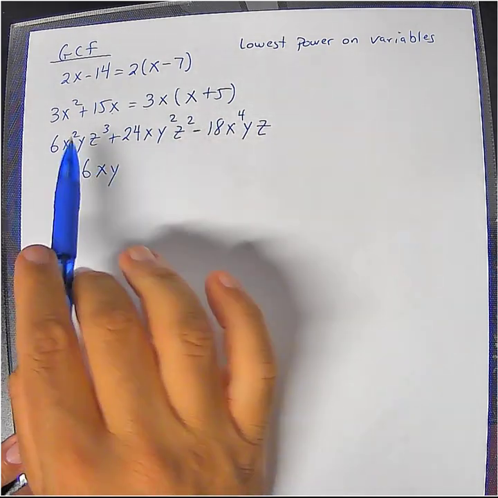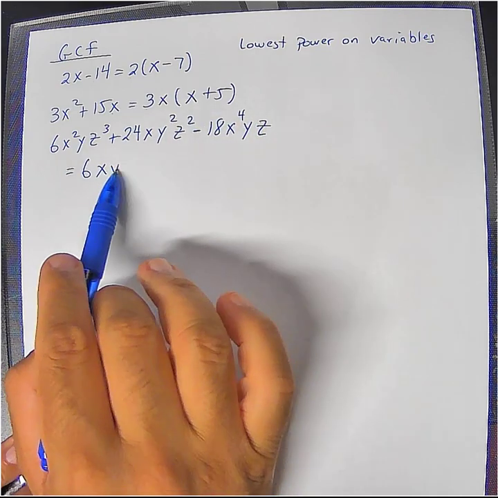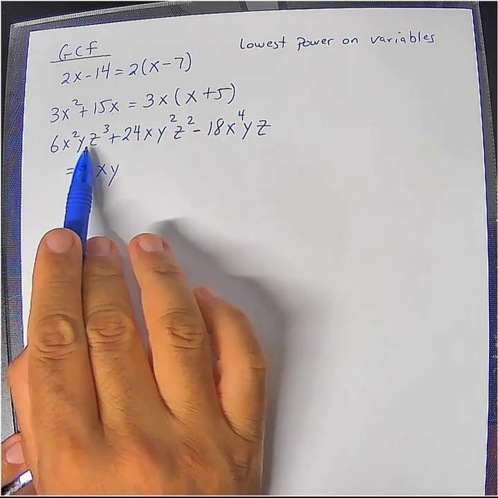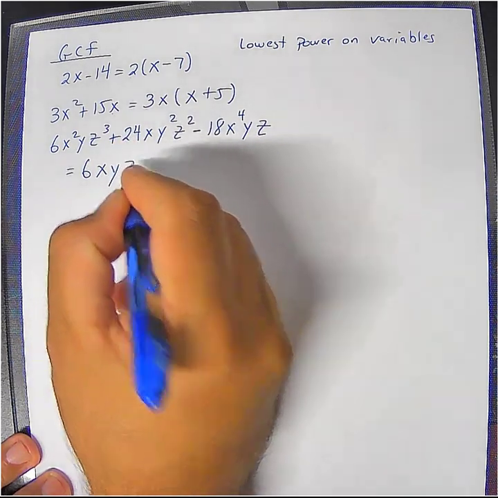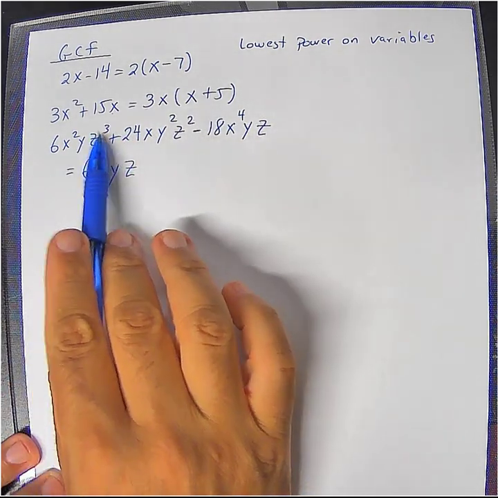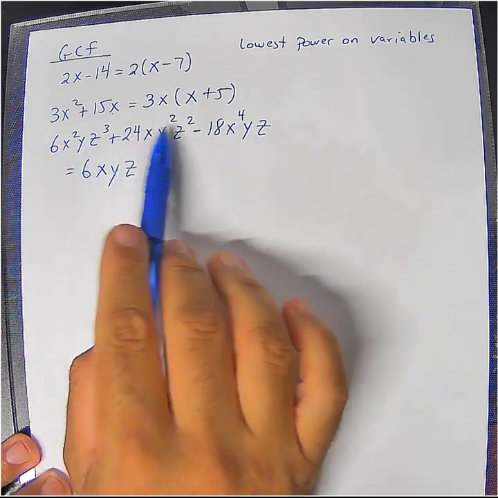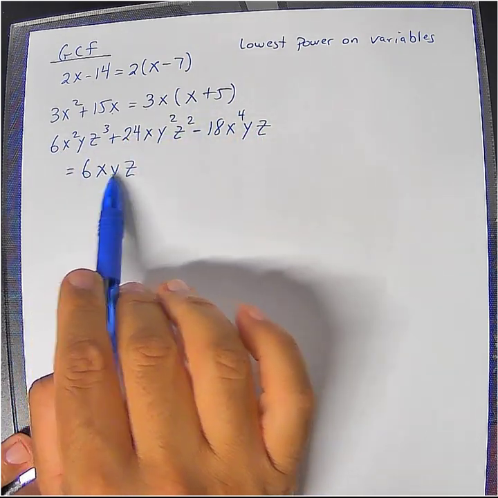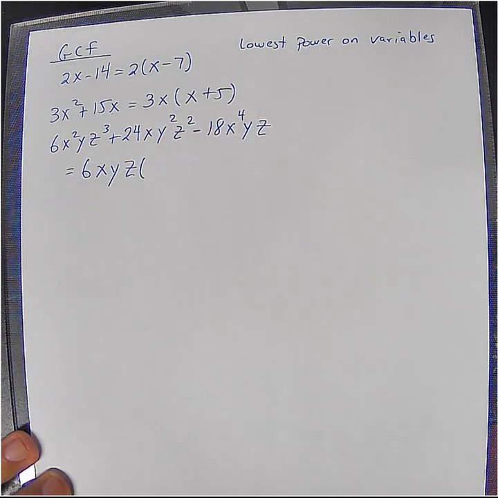Now let's check the powers. 1, 2, and 1, so the lowest is 1. Z, z, z. So I can take out a z. Now let's check the powers. 3, 2, 1, the least is a 1. So these three things have a 6, x, y, z in common. So now let's do the division.